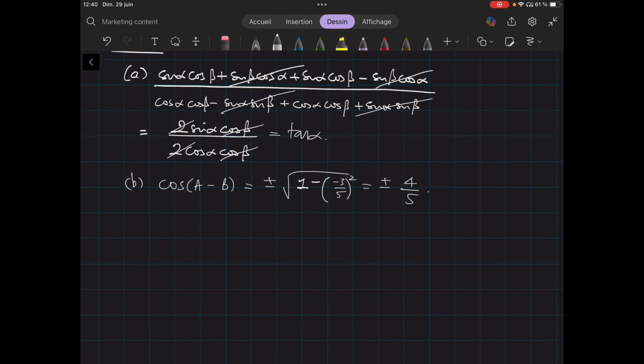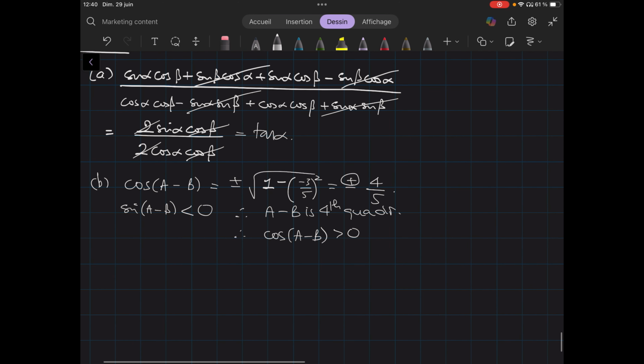A and B are both acute. Sine of A minus B is negative. That means A minus B has to be in the fourth quadrant. That also means that cos of A minus B is positive. Therefore, we will take the positive root, and the final answer is 4 by 5.